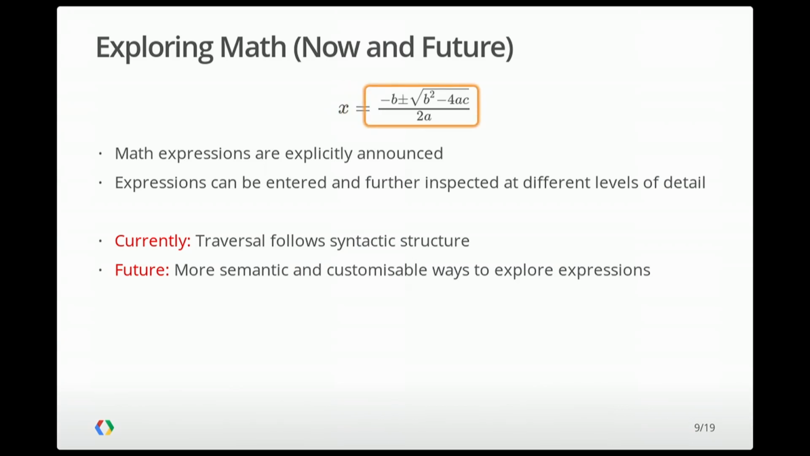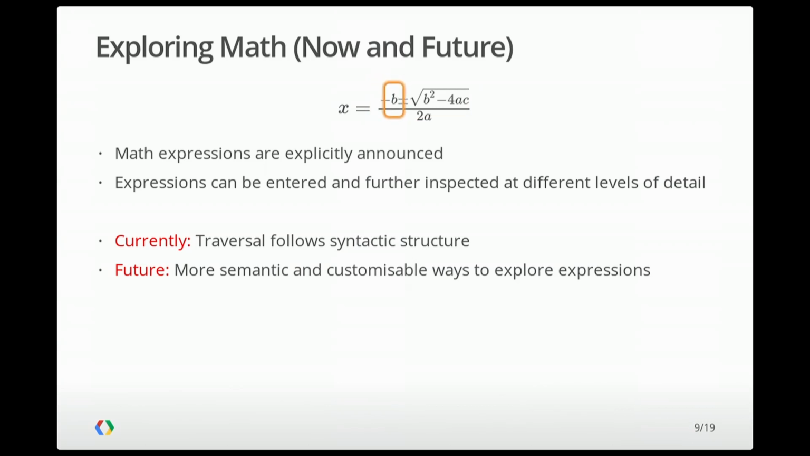Minus B plus, we get the right-hand side of the square root expression: B squared minus 4AC, divided by 2A. And now we can start exploring further. So we go a bit further: minus B plus or minus the square root of B squared minus 4AC. So if you still haven't fully understood what's in the expression, you can go further.